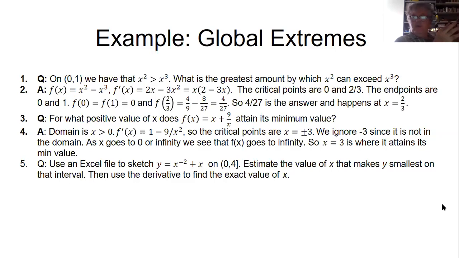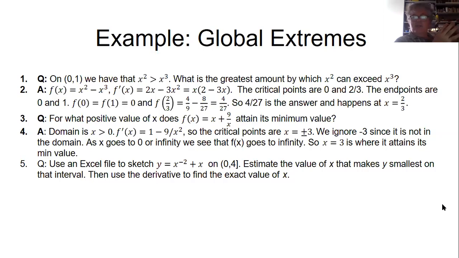Second question. For what positive value of x does f of x equals x plus 9 divided by x attain its minimum value? Okay, so the domain, we're told, is positive x, so x is greater than 0. The derivative is 1 minus 9 divided by x squared. The critical points are x equals plus or minus 3, right? Because 1 minus 9 divided by x squared equals 0 means 1 equals 9 divided by x squared means x squared equals 9. We don't care about minus 3 since that's not in the domain.